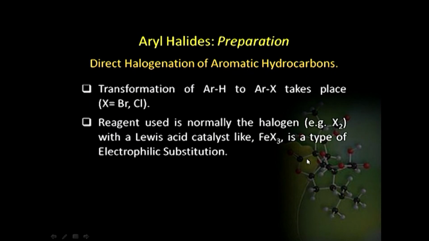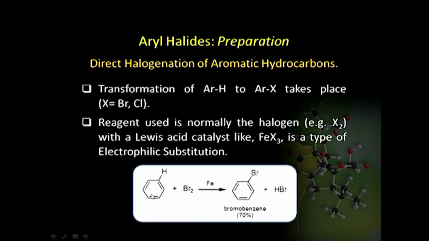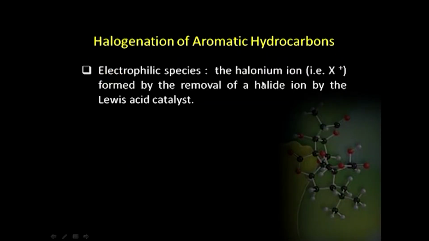It is a type of electrophilic substitution reaction. So, here we have a benzene ring, which reacts with bromine in the presence of an iron catalyst and gives bromobenzene. The electrophilic species in this preparation, the halonium ion, that is X+, is formed by the removal of a halide ion by the Lewis acid catalyst.